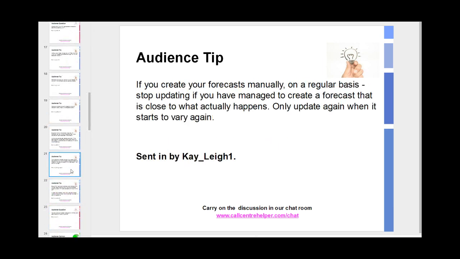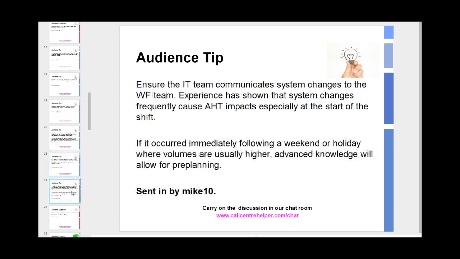If you create your forecast manually on a regular basis, stop updating if you've managed to create a forecast that is close to what actually happens, and only update it again when it starts to vary again. So that's an interesting evaluation there. I suppose there's always a danger. Forecasting can be a bit like growing a little plant, isn't it? Where you have the plant in the soil and you lift up the roots to see if it's still growing. How true.